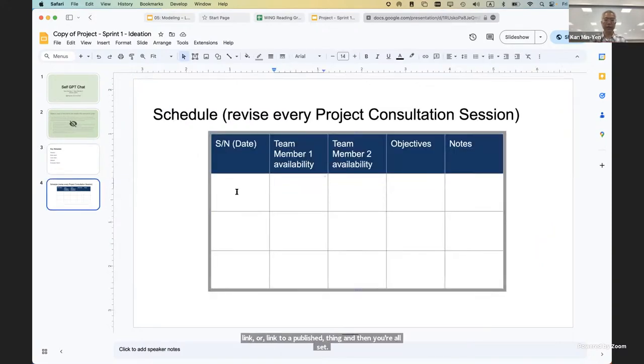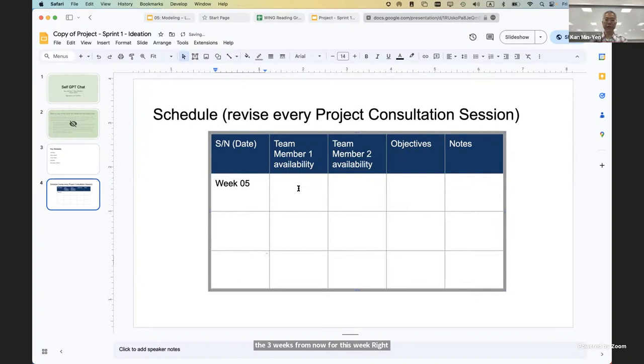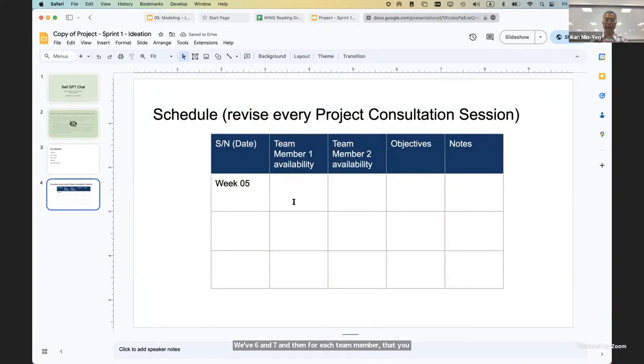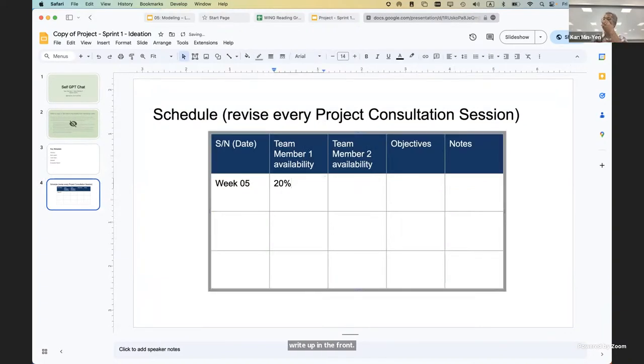For team availability, you can just write out the 3 weeks from now. So this is week 5, right? Weeks 6 and 7. And then for each team member that you write up in the front, add a column and put your availability with respect to a work week. A work week is about 40 hours, so 8 hours a day. If you think you can work half a day on a project, then you would put maybe 10%. So this is just notional.